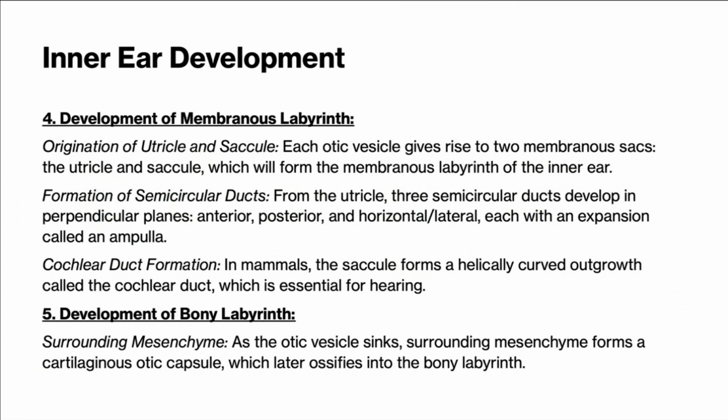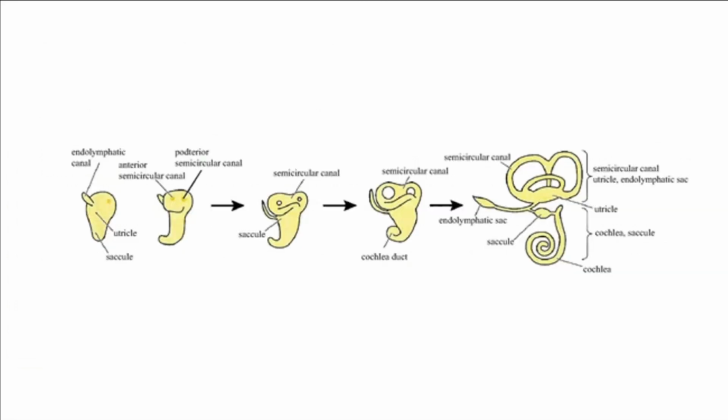So the bony labyrinth is formed from the mesenchyme. The otic vesicle comes from the ectoderm, right? And the otic vesicle will give rise to the 2 membranous sacs that we mentioned, so the saccule and the utricle. We said the utricle is going to make the semicircular ducts, okay?